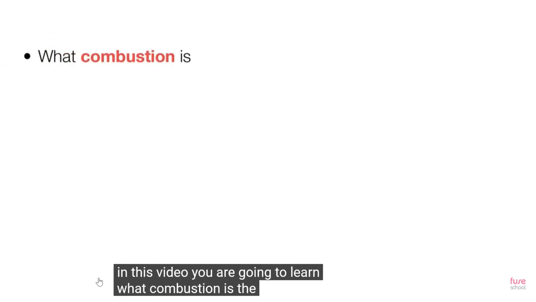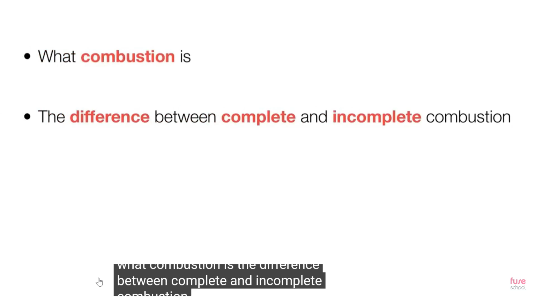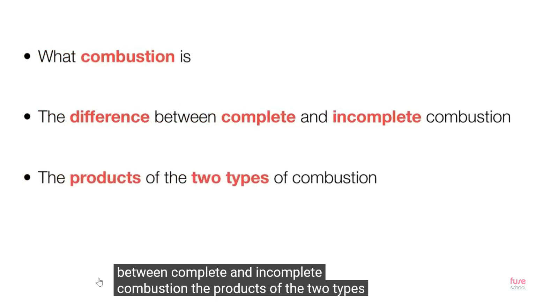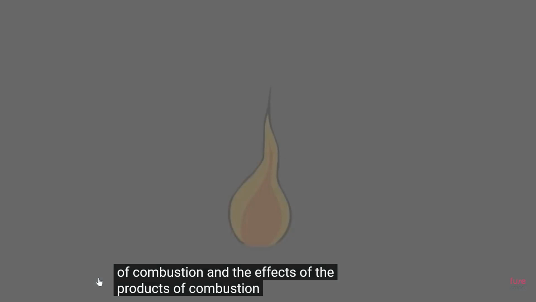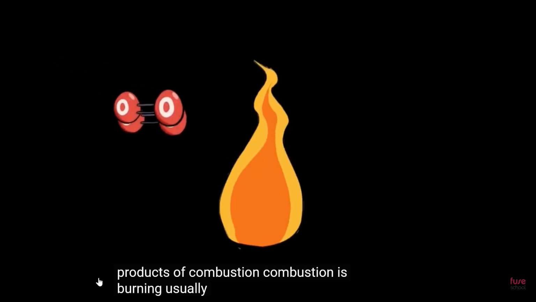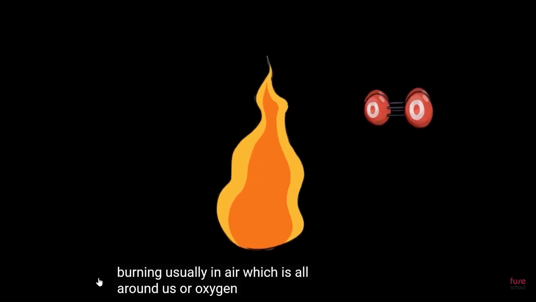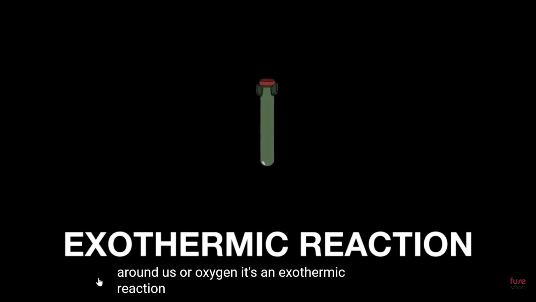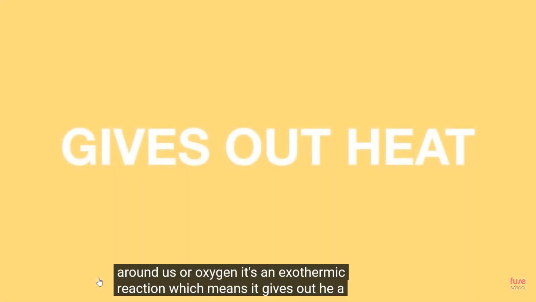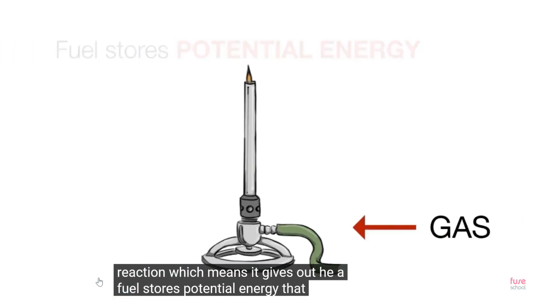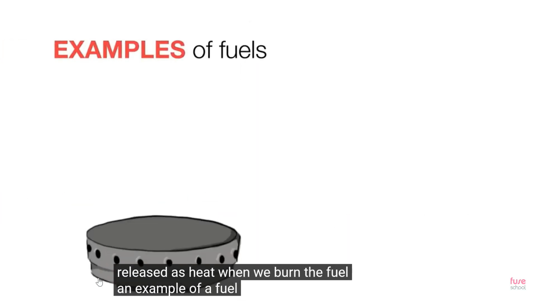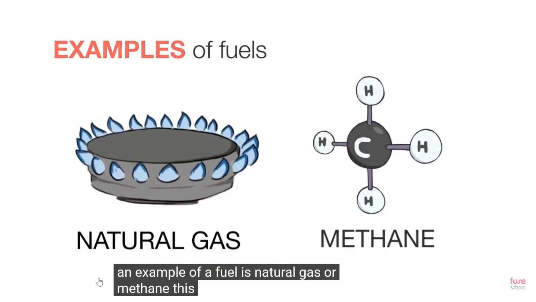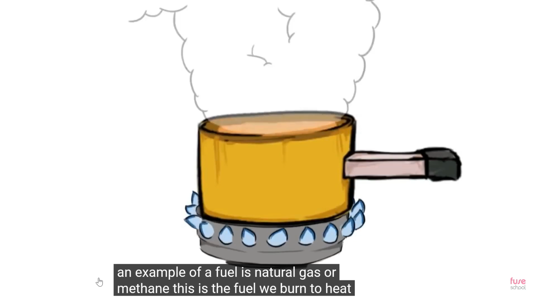In this video you are going to learn what combustion is, the difference between complete and incomplete combustion, the products of the two types of combustion, and the effects of the products of combustion. Combustion is burning, usually in air which is all around us, or oxygen. It's an exothermic reaction, which means it gives out heat. A fuel stores potential energy that can be released as heat when we burn the fuel. An example of a fuel is natural gas or methane. This is the fuel we burn to heat up our food.